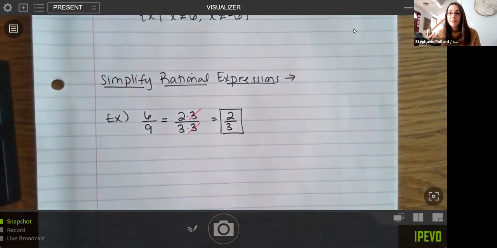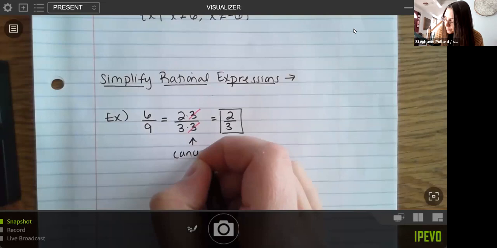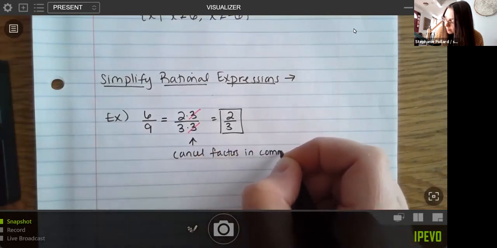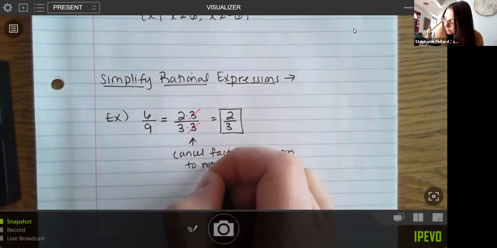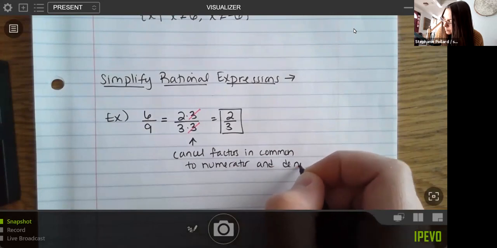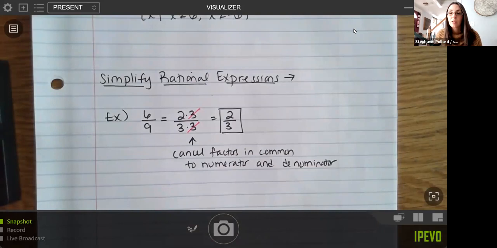And we're going to use the same technique with rational expressions. So we just cancel factors in common to both the numerator and denominator. So very similar technique with rational expressions, obviously a little bit more complicated because you have x's and things, but that same basic idea that you're looking for, what is in common to both the top and the bottom that we can cancel out. So let's look at a couple of examples.